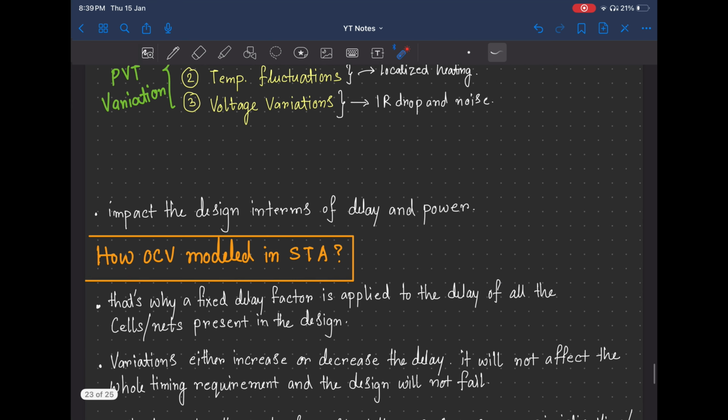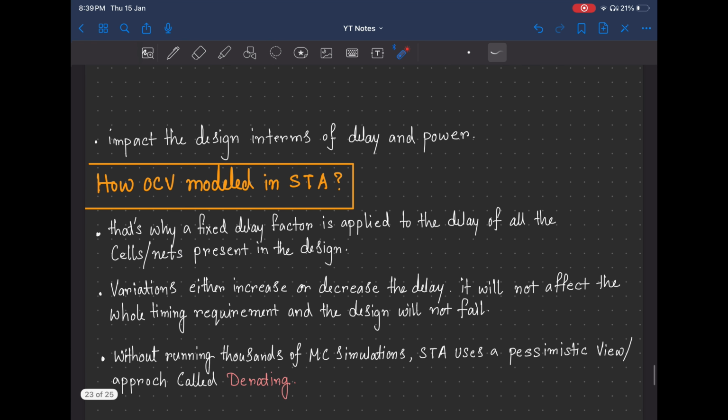Now let's come to how the OCV model works in STA. Till now I think you understand there is a variation when you send your design to the foundry for fabrication. In every die a different type of corner is created when fabrication is going on in the foundry. Like suppose one block or one cluster is created as a slow corner.